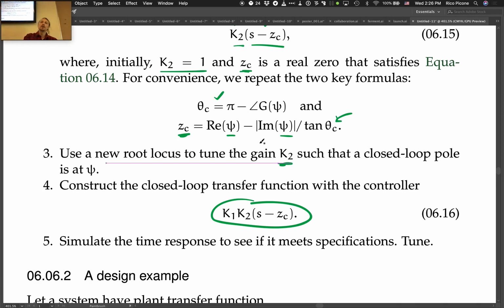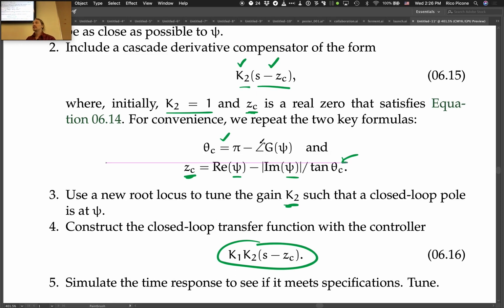So usually you choose the location of psi based on the second order approximation, okay? You aren't guaranteed that you're going to get the performance you expect out of that closed loop pole location psi. What you are guaranteed by this procedure is to get a root locus that goes through the point you specified, your psi, okay? So that part is guaranteed. The performance of your closed loop system is not guaranteed because you probably used the second order approximation to come up with that performance, or that test point location.